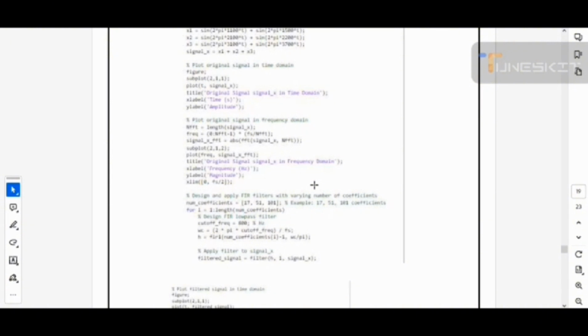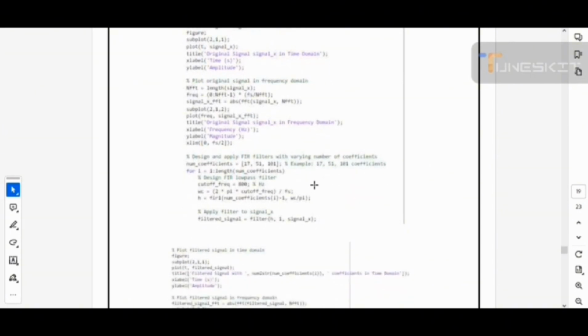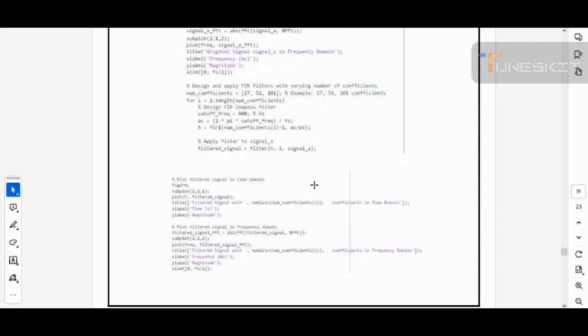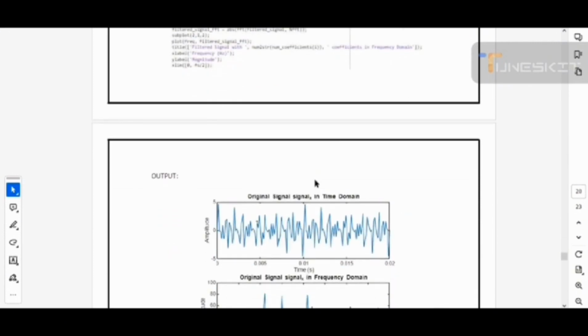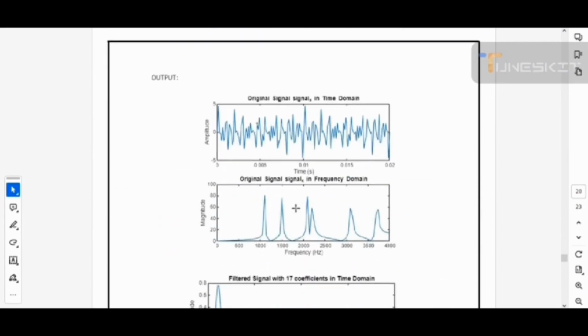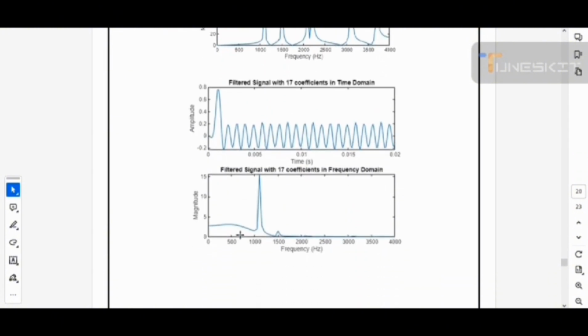Basically here we have the number of filters, which is 50. We have to apply the FIR filters, and for that we have used the carrier frequency, and again the x label, y label, subplot and plot commands, and this is our output.